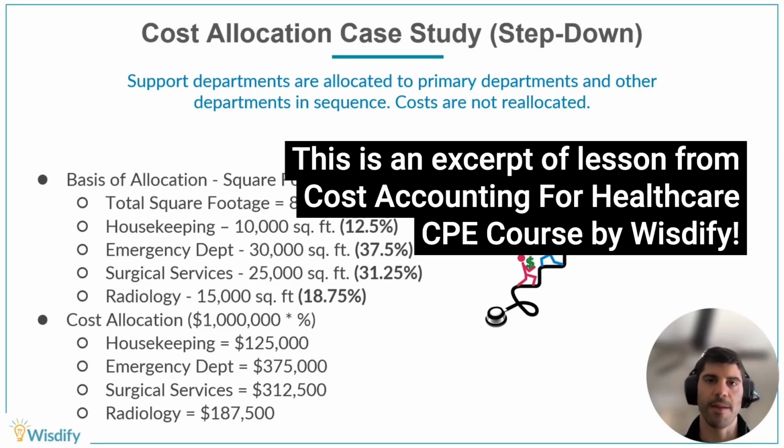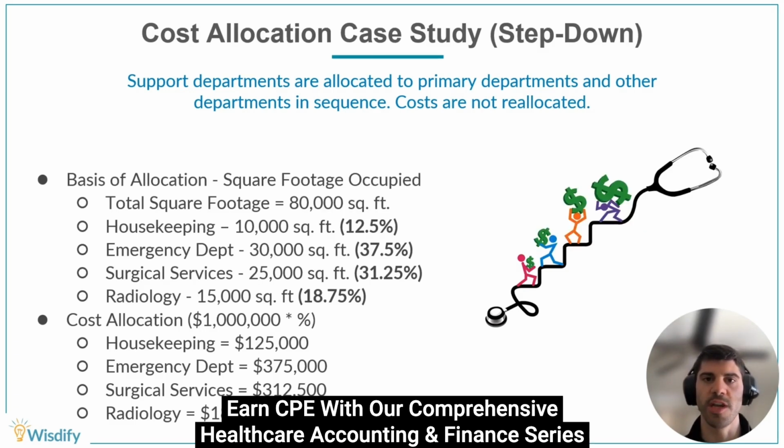The second option we have, meaning the second model that we can use, is referred to as the step-down model. Under the step-down model, the indirect costs that are associated with the support departments are still allocated to the primary care departments, just like they were under direct allocation. But now we're also going to allocate those costs among the other support departments in sequence.